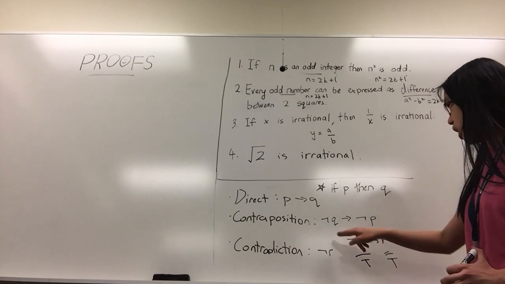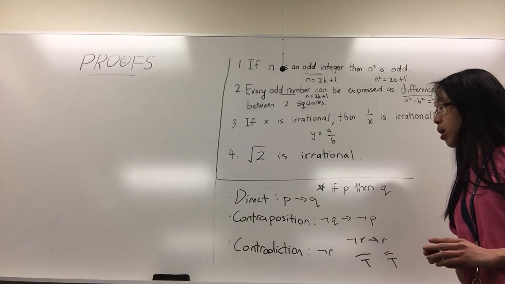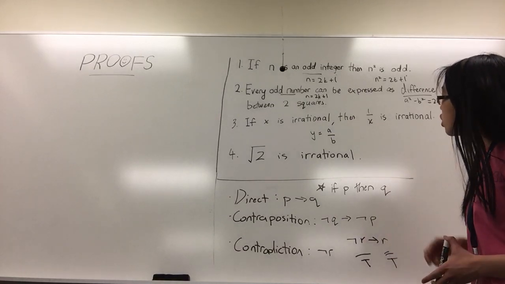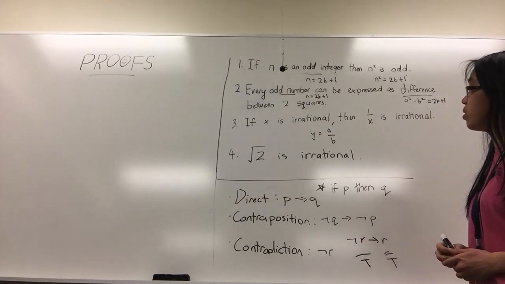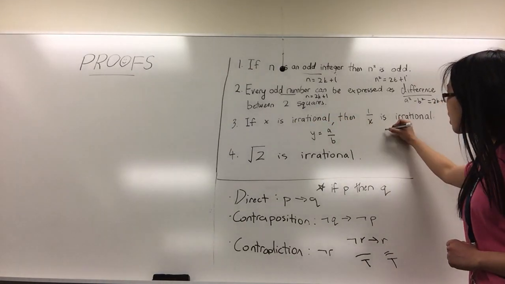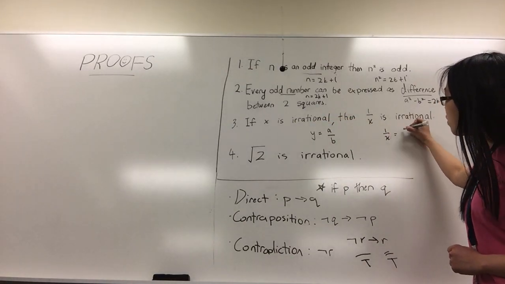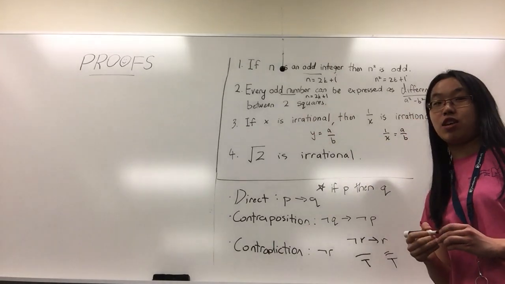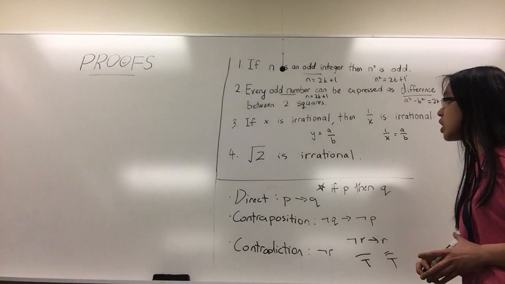And the way we can do that is by proof by contraposition. We can start off with not q. Not q is 1 over x is rational, and it leads up to x is rational. That seems like it will work pretty well. So we have 1 over x is equal to a over b, and we want to show that x is rational from this.